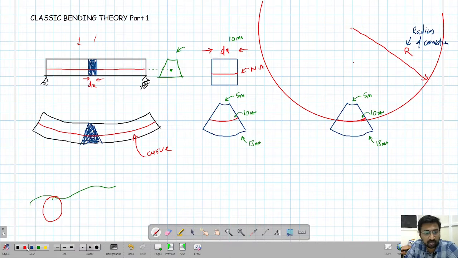Now, since I have the radius of curvature, what I can do is extend this. The drawing is not coming properly. Basically, we can assume that this subtends an angle theta at the center. I'll draw it more properly now. Give me a moment.